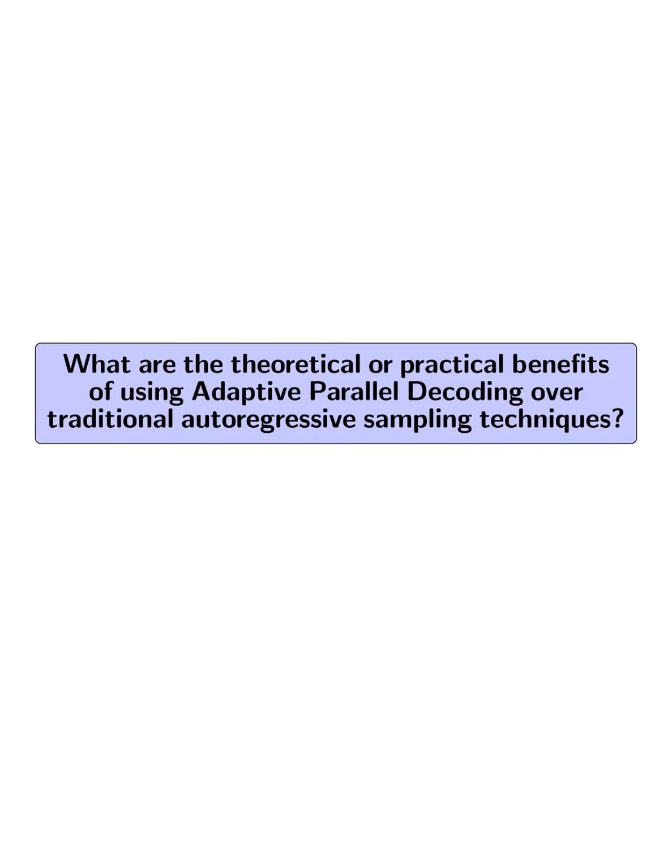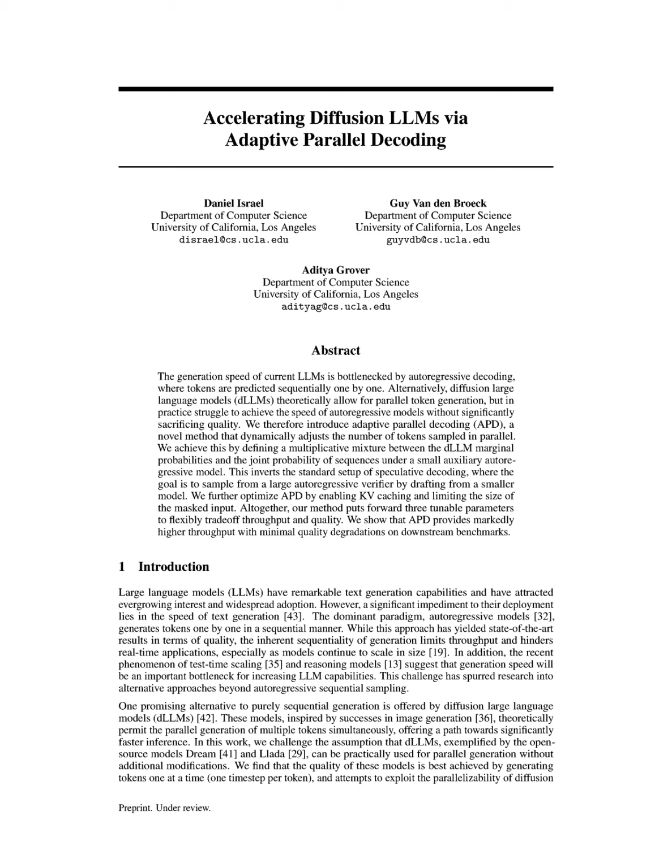What are the theoretical or practical benefits of using adaptive parallel decoding over traditional autoregressive sampling techniques? Adaptive parallel decoding, APD, offers significant theoretical and practical benefits over traditional autoregressive sampling techniques. Theoretically, APD allows for the dynamic modulation of the number of tokens sampled in parallel, which mitigates the trade-off between speed and quality that is inherent in traditional methods.